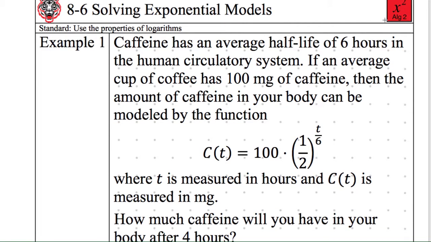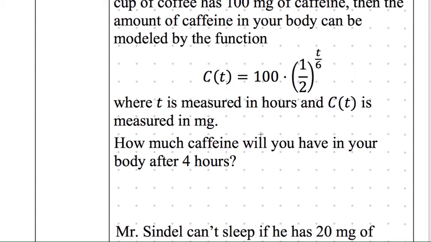All right, so we're talking about caffeine. I'm assuming that I'm drinking a normal coffee. As we discussed, normal coffee has about 100 milligrams of caffeine. There's our function that models it. We talked about that already. So I just want to plug in a number. How many milligrams of caffeine will I have in my body, or you, if you drink 100 milligrams of caffeine after 4 hours?